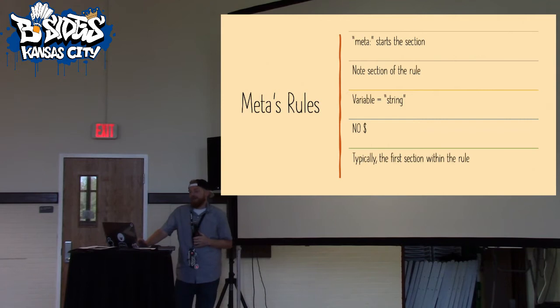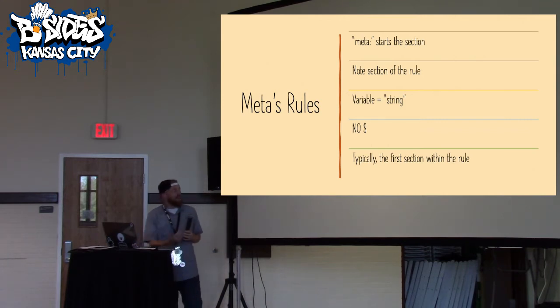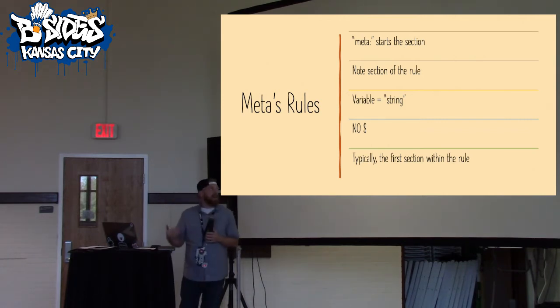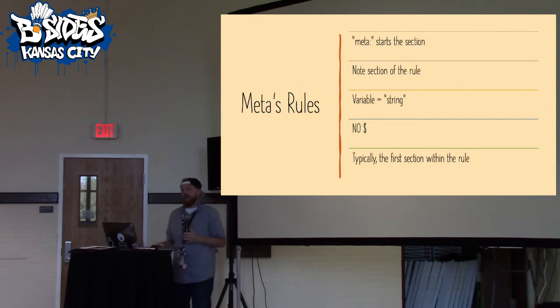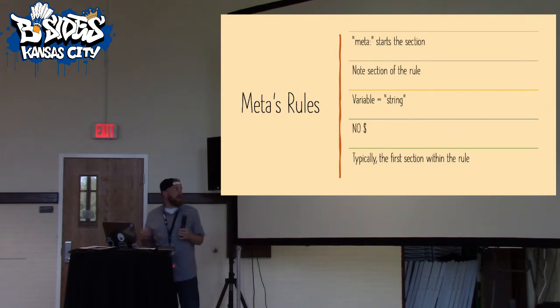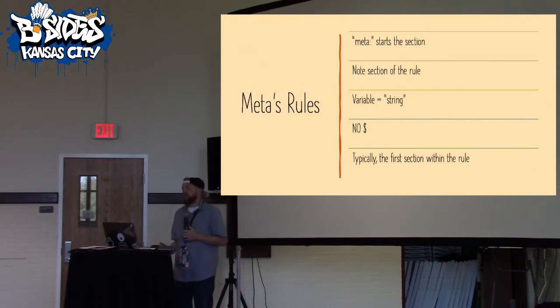All right, and so the optional section is meta. It starts with the meta tag, and anything underneath it is seen as plain text. You can't start the variable with the dollar sign like you do in the other sections. So in this one you can put as many characters as you want. It's for note taking, it's for documentation.